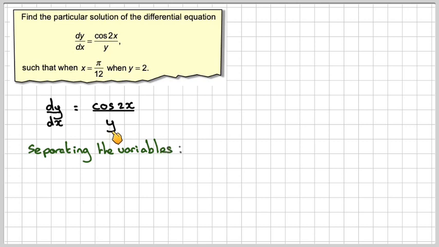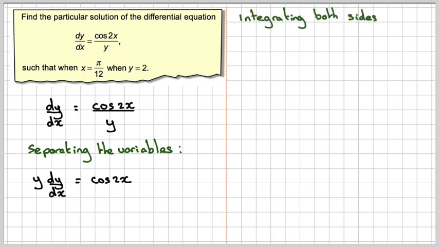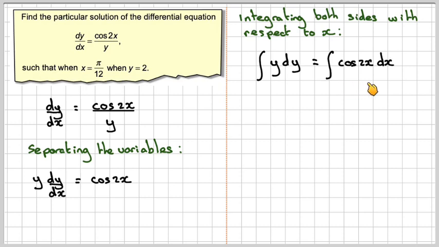So we tend to take the y's to the left-hand side. So this is 1 over y, so on this side it will just become y dy by dx is equal to cos x, and then we will integrate both sides with respect to x. So the left-hand side will just become the integral of y dy, and then the right-hand side will be the integral of cos 2x dx.